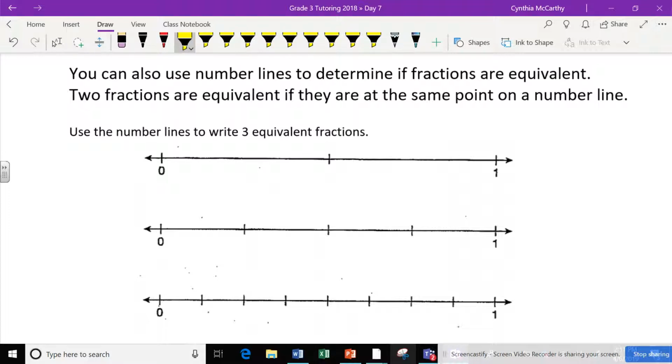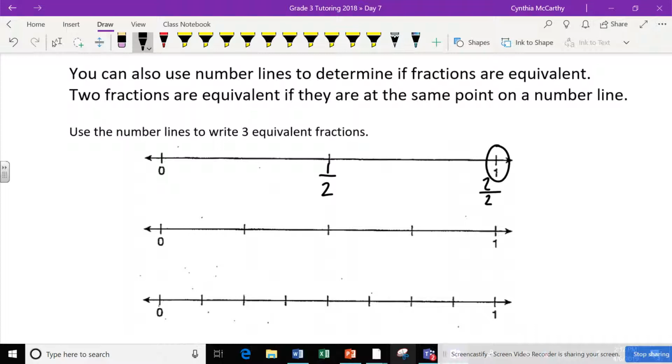Let me take a look at this first one. I can see that my first number line is divided into 1 equal part, 2 equal parts. So I know this first tick mark, my denominator is going to be 2 because there are 2 equal parts. And this is the first part, so this is going to be 1/2. And I know that this 1 down at the end is the same as 2/2. 2/2 is the same as 1.